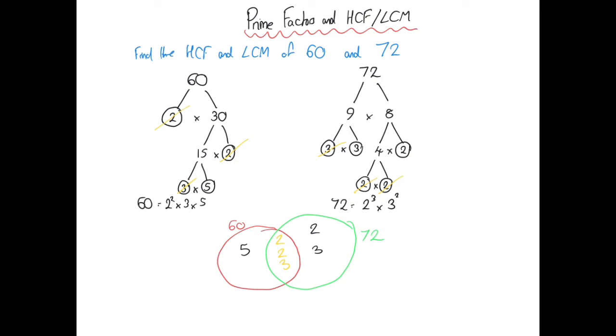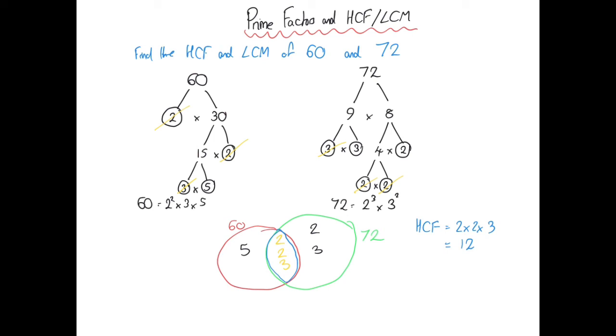Now, the highest common factor is the bit that's in the middle. That's 2 times 2 times 3, which is 12. And that makes sense. The biggest number that goes into 60 and 72 is 12.